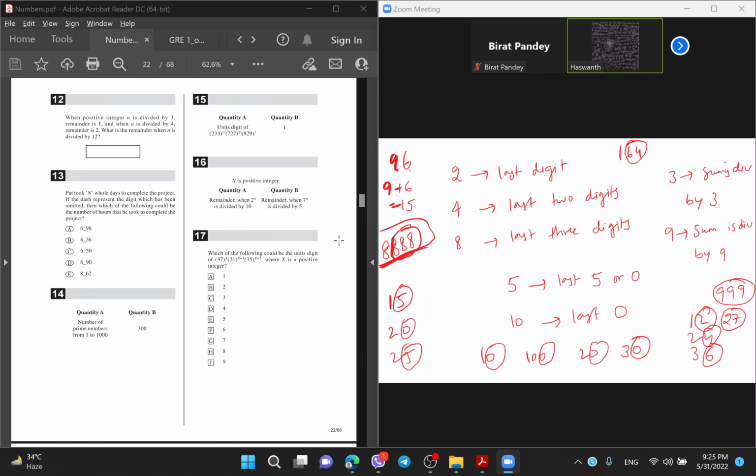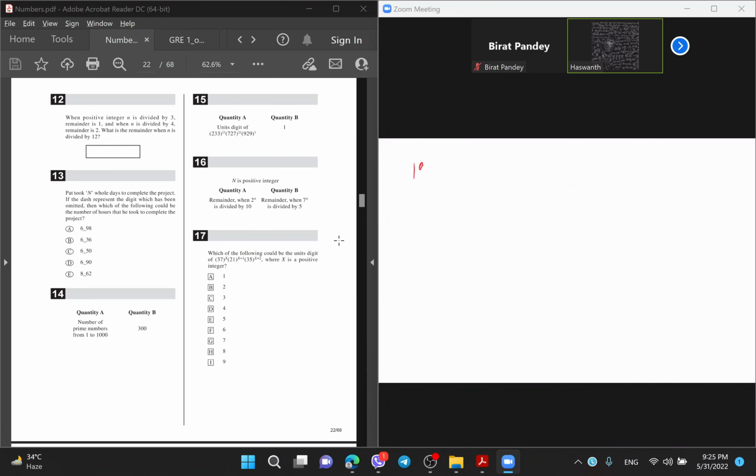For example, consider 19 by 10, remainder is 9, or 159 by 10, also remainder is 9, or 189 by 10, also remainder is 9. In all the cases, units digit is 9, remainder is 9. So whenever you are dividing with 10, whatever digit is present in the units place will be our remainder. Whereas when you divide with 5, if it is some number from 0 to 4, it will be the remainder. If it is some number from 5 to 9, you have to subtract 5.